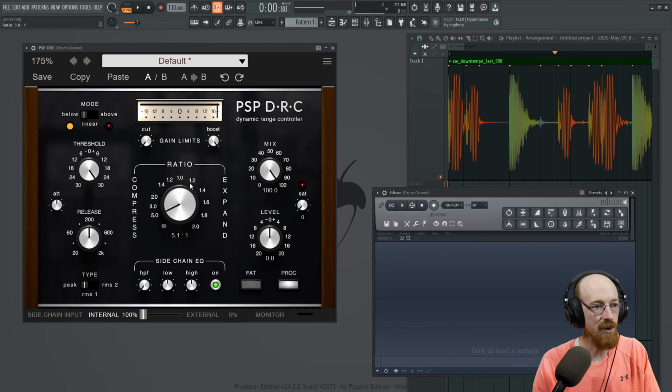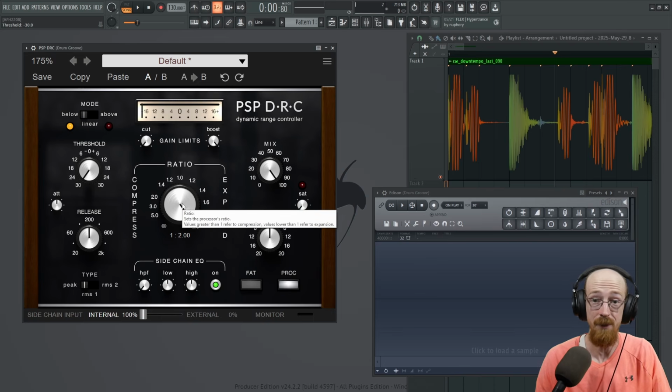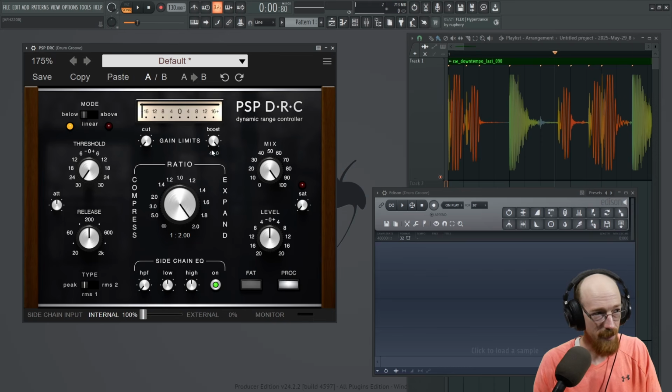Now the opposite is expansion. So with this expansion very high, we'll go ahead and set it back up the way we had it. It's going to be turning on stuff that's soft. It's going to make it even softer, downwards expander. It's going to sound like this.